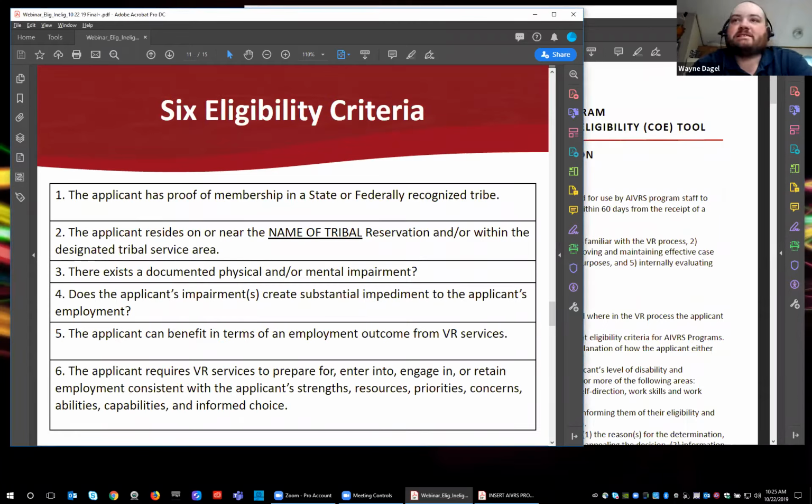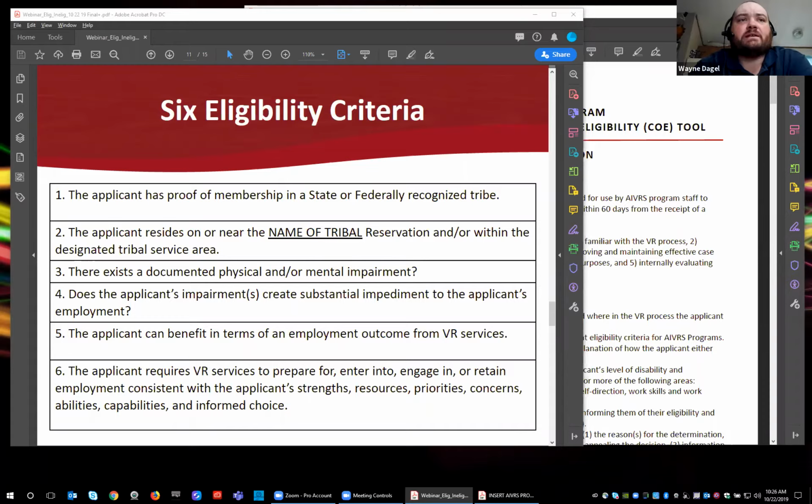So here's the 6 eligibility criteria. As we noted earlier, it used to be 4. When I was a state VR counselor, it was 3. Now it was 5, and now it's up to 6. So the first one is the applicant has to have proof of membership in a state or federally recognized tribe. They have to be whatever document you guys use to show that proof.